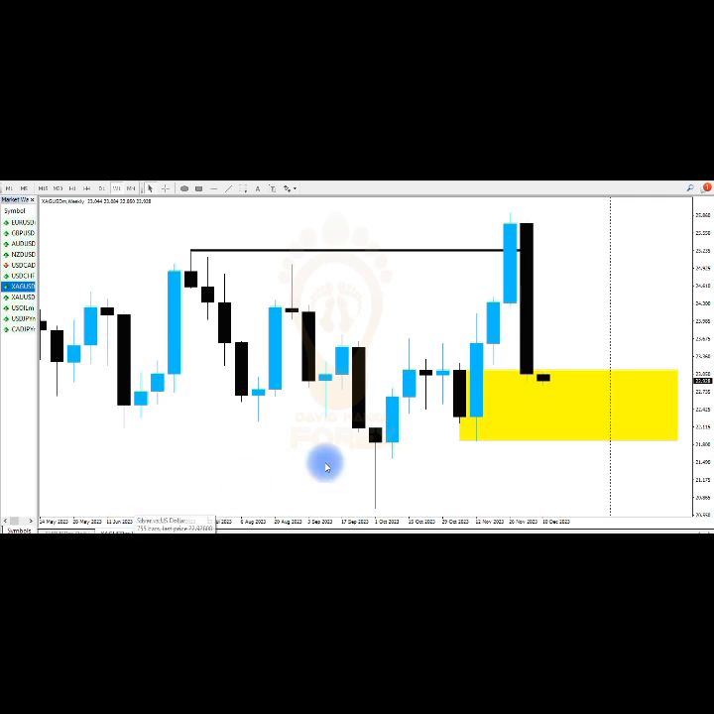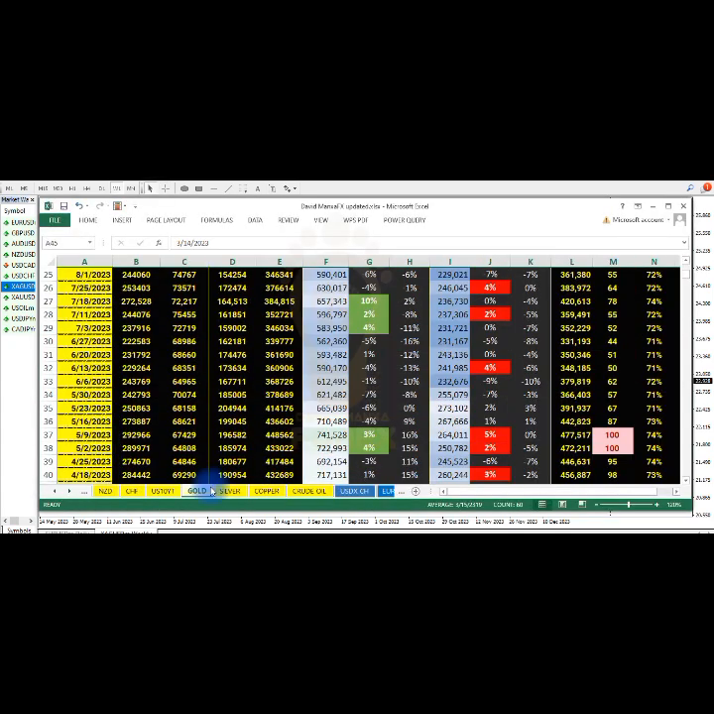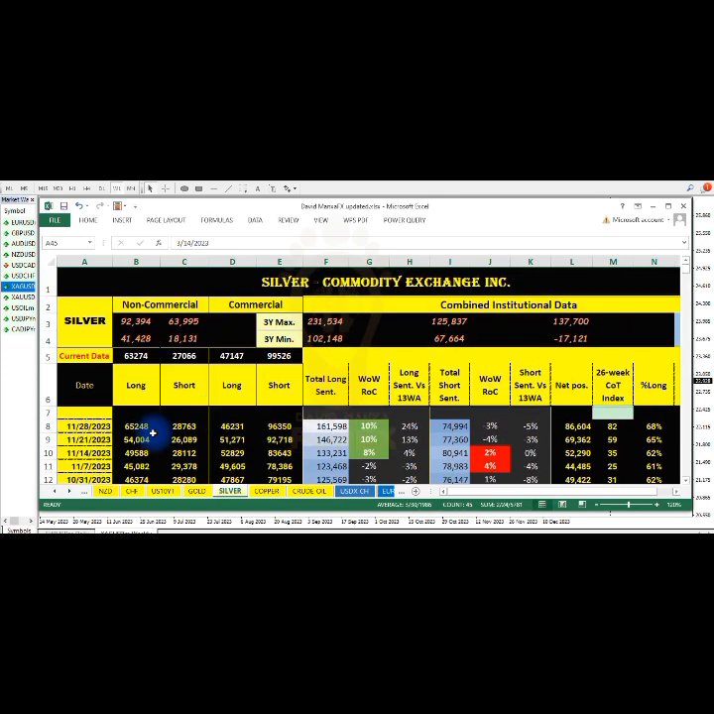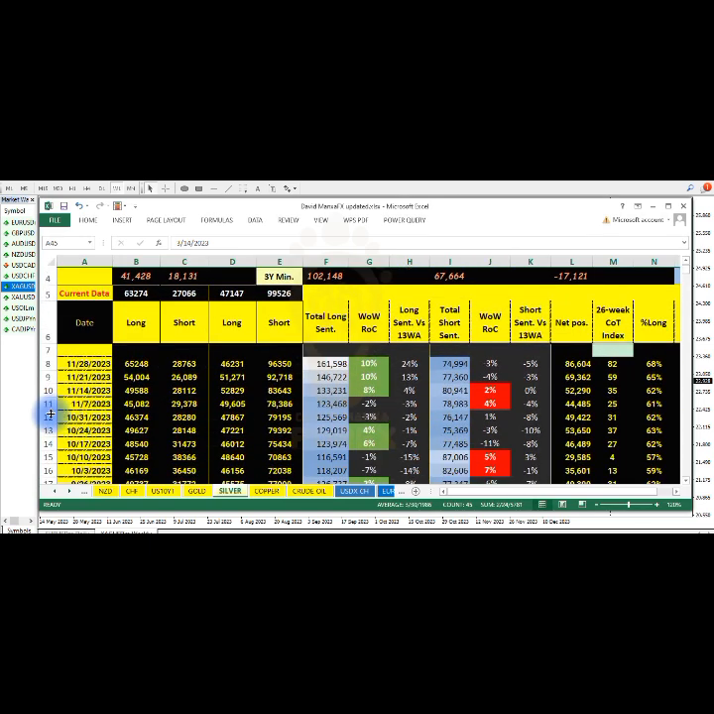COT data. So this is the month of November, right? So this down close candle was formed in the month of November. Both of them were formed in the month of November, actually the beginning of November, I think. So let's see what was happening for silver during that period. That's November 2023.